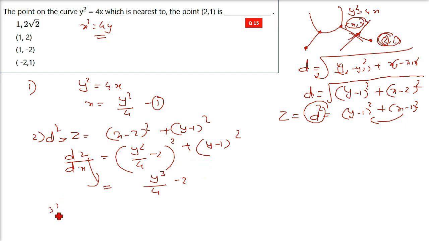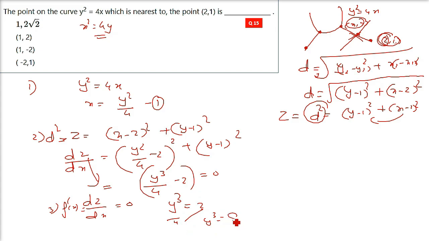So now when we differentiate y square by 4 minus 2 whole square plus y minus 1 whole square with respect to y, you get y cube by 4 minus 2. This is the first derivative. And the next step will be equating it to 0. So y cube by 4 minus 2 equals 0, so y cube by 4 equals 2. Y cube equals 8. Y will be equal to 8 to the power 1 by 3, which is 2 cube to the power 1 by 3. The 3 gets cancelled. You get 2. So y is equal to 2.